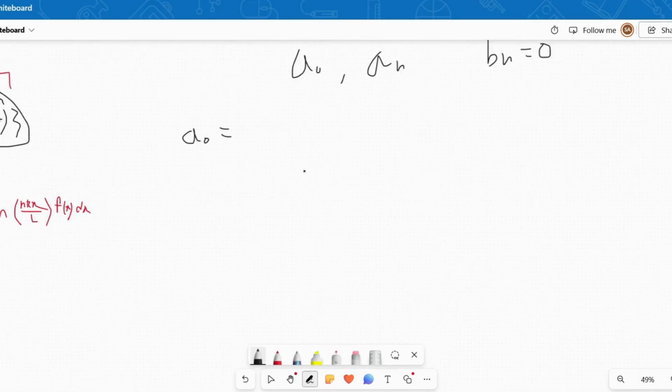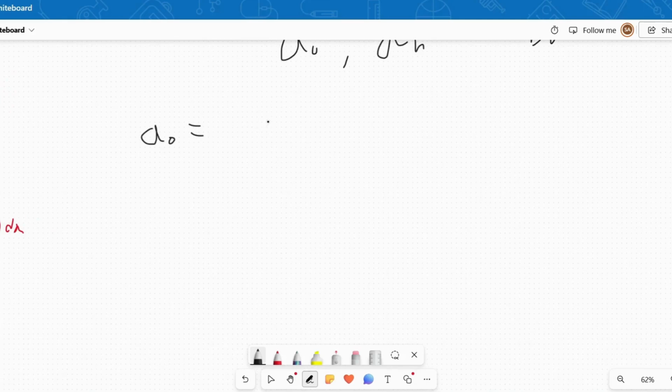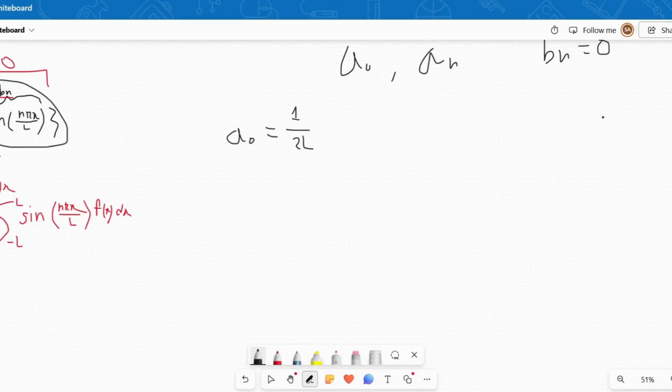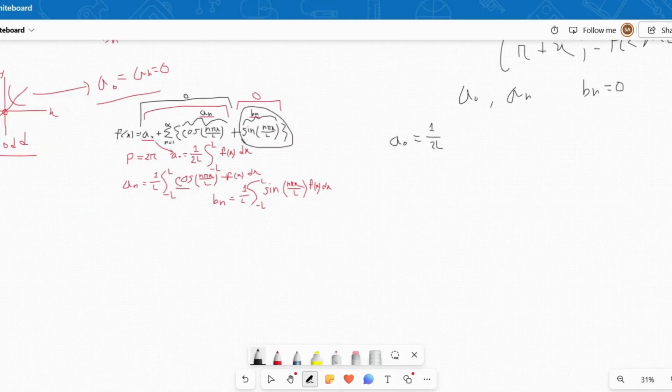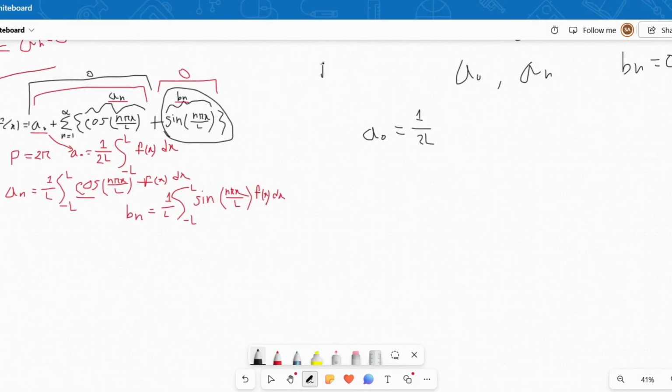Now let's write. We already know about the period. Write the formula: 2L is the period, this is the value of L. L equal to pi. a naught equals 1 by L integral from minus L to L of f(x) dx.